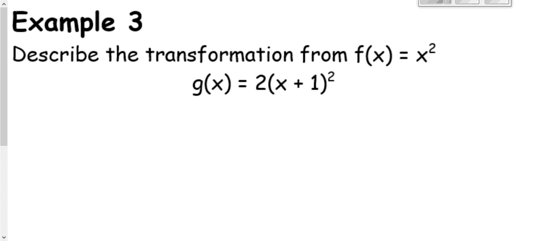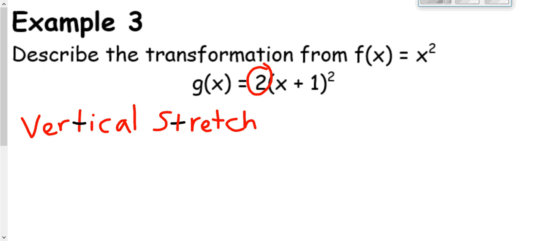Now in example 3, again, first start by double checking with your a value. And this time our a value is 2. If your a value is 2, is that going to be a stretch or a compression? Well, this a value is larger than 1. 2 is greater than 1. So that means that this is going to be a stretch or a vertical stretch. So I'm going to write that this is a vertical stretch.